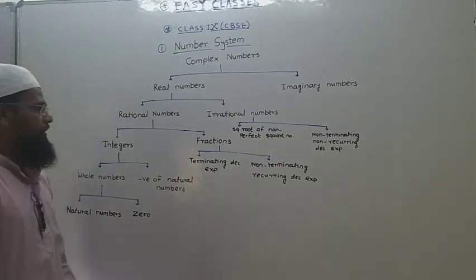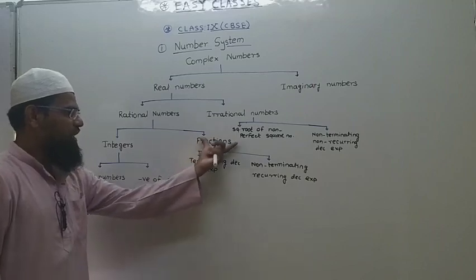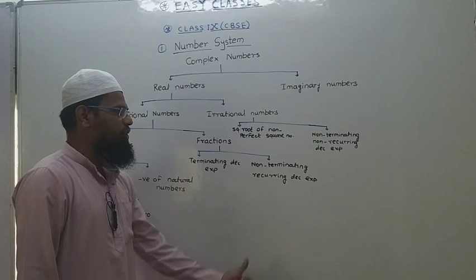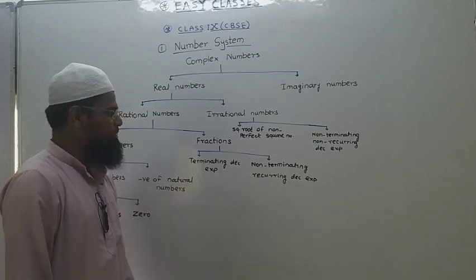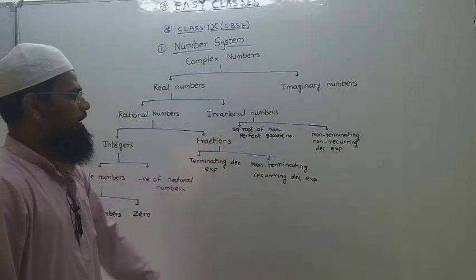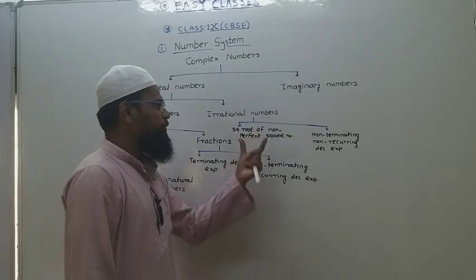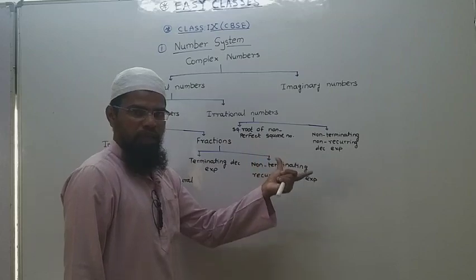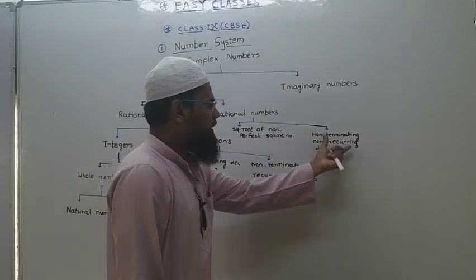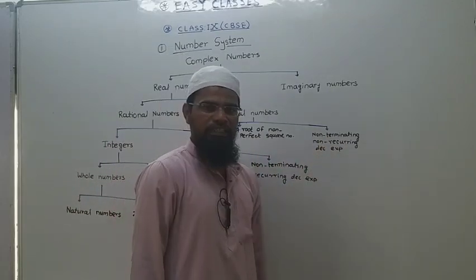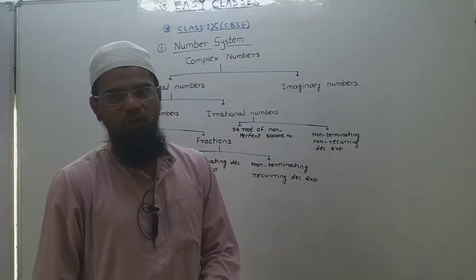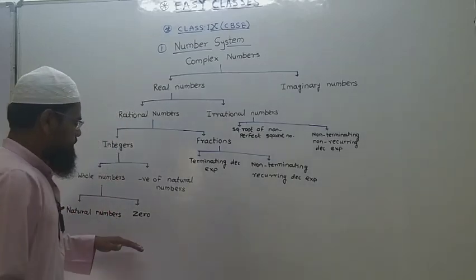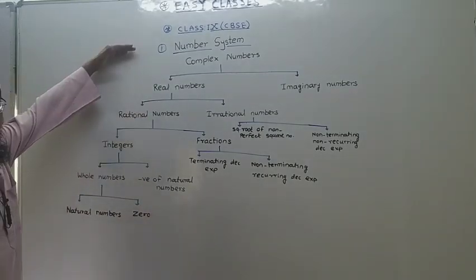Now concentrate here on fractions. Fractions are subdivided into terminating decimal expansion and non-terminating decimal expansion. Irrational numbers are the square root of non-perfect square numbers and non-terminating, non-recurring decimal expansion. So now we start from bottom to top.